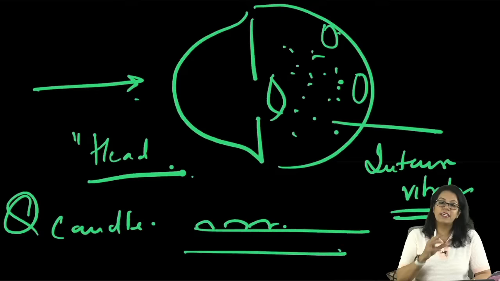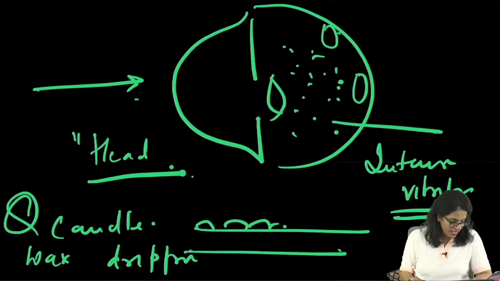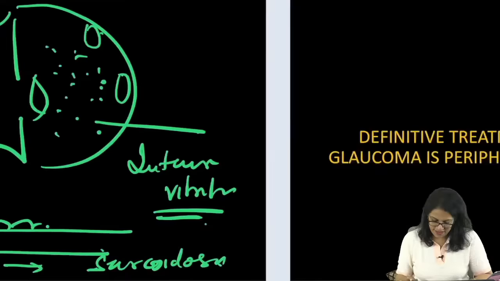Whenever there is periphlebitis, there is venous sheathing. This is what is called candle wax drippings. It's a feature of all of you? Yes, very nice. Sarcoidosis. It's a feature of sarcoidosis. Take care. Next point. Definitive treatment of angle closure glaucoma is peripheral iridotomy.